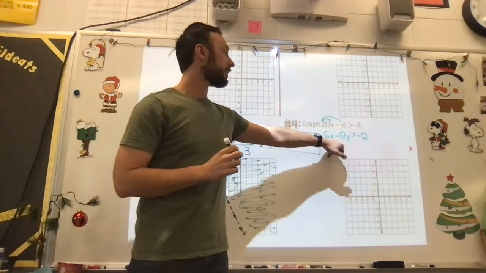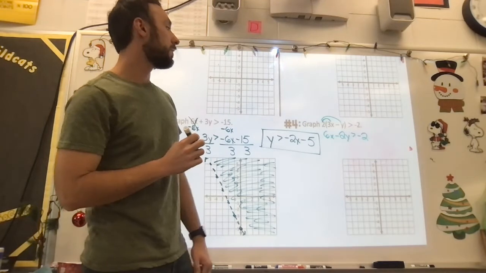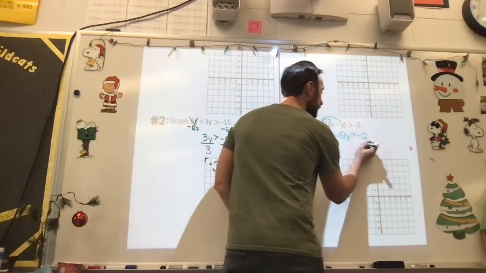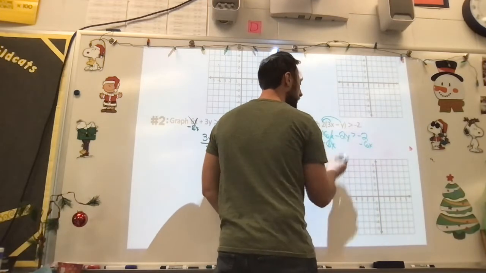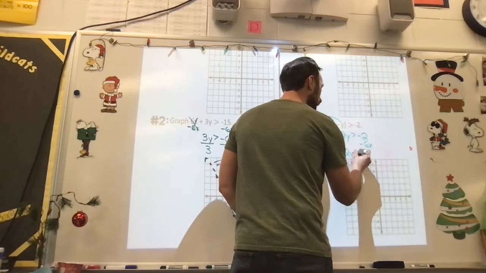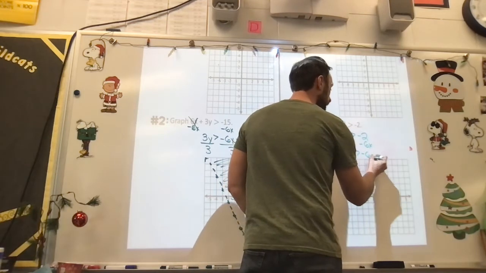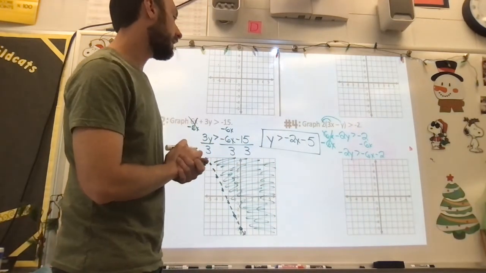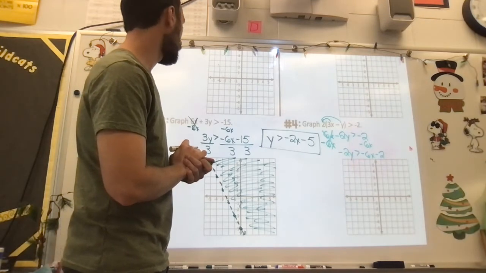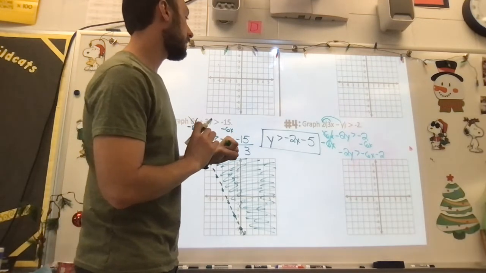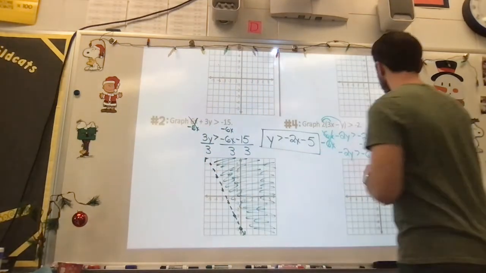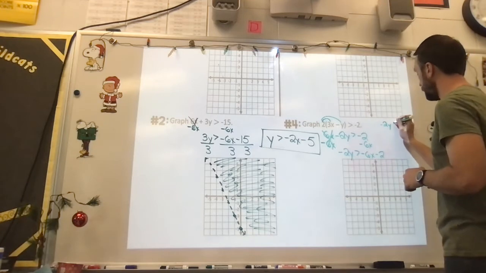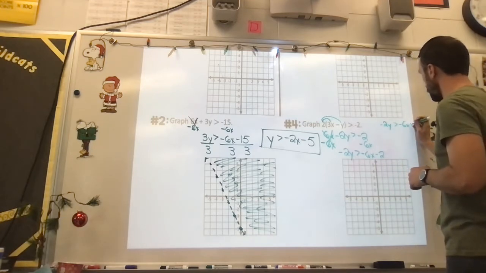Now I need to get that y term alone. So I am going to subtract 6x from both sides. Those cancel out. So I'm left with negative 2y is greater than negative 6x minus 2. This next part's important, so I'm going to rewrite what I have right there. Negative 2y is greater than negative 6x minus 2.